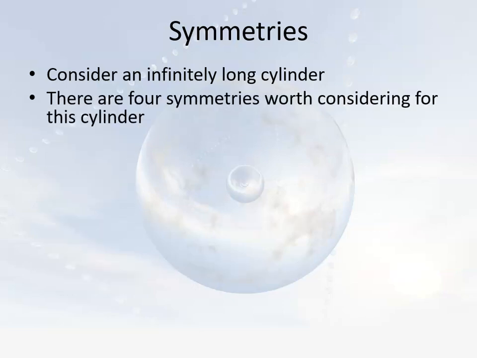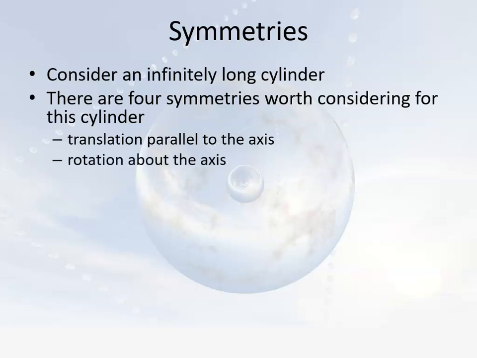If you have an infinitely long cylinder, there are four symmetries that are worth considering. First, translation parallel to the axis. That is, if it's an infinitely long cylinder, no matter how far you go up or down the axis of the cylinder, it should look the same, if you're going to be able to do anything with this infinitely long cylinder using symmetry properties, i.e. Gauss's law, later. Second, rotation about the axis. In other words, the appearance of the cylinder should not depend on the angular coordinate, theta or phi, depending on what you want to call it.